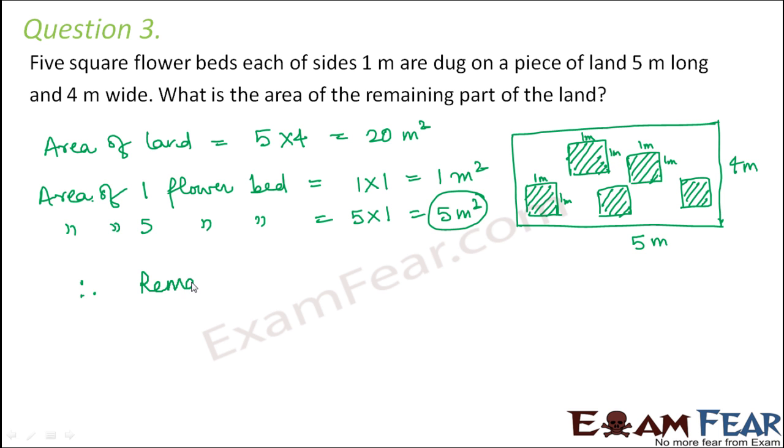Therefore, the remaining area would be equal to the total area minus the total area of the flower beds, that is equal to 15 meter square.